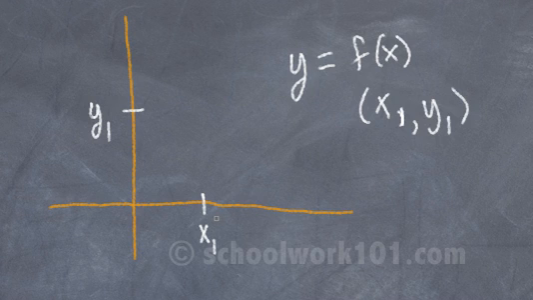x is the directed distance from the y-axis. So x sub 1 is considered to be the directed distance from the y-axis. And y sub 1, or f of x, let's say, is the directed distance from the x-axis. And there we are, right there. So this point right here is x sub 1, y sub 1. Let's look at an example.